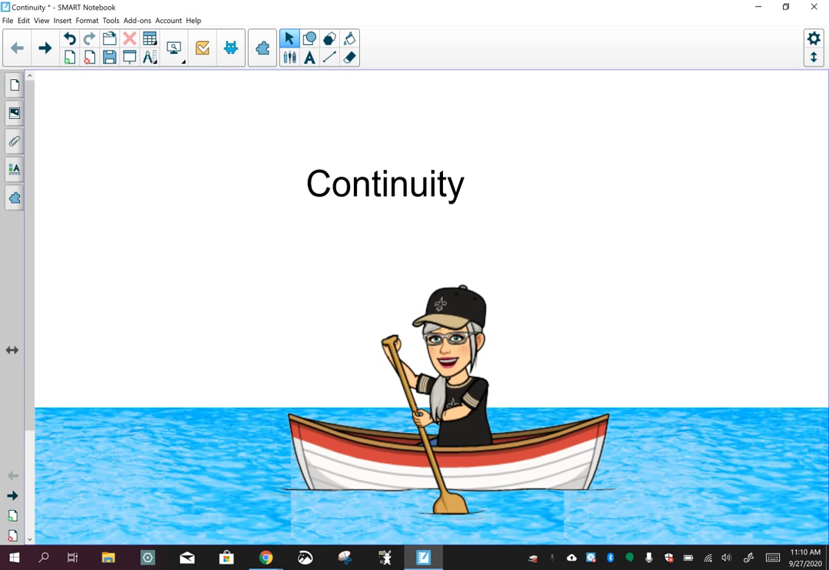Hello, everybody. So, what we're doing is we're going to move on to continuity. And then after continuity, we're going to look at average rates of change, and then we're going to have our big unit test over limits. Yay! I bet we're all excited. So, here we go. We're going to jump right into this.